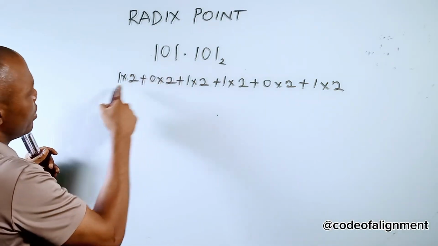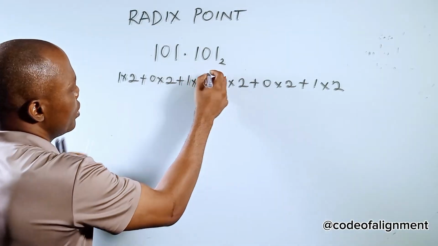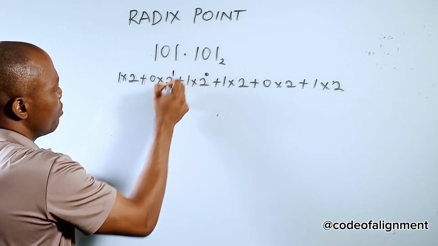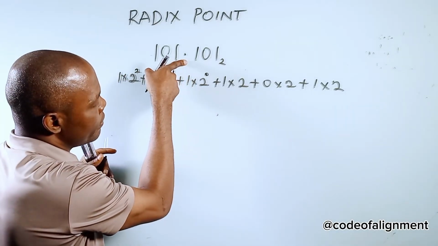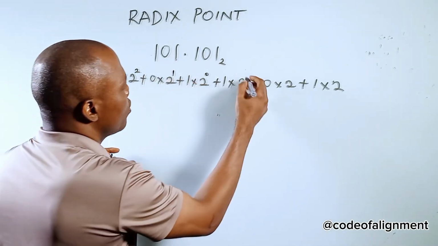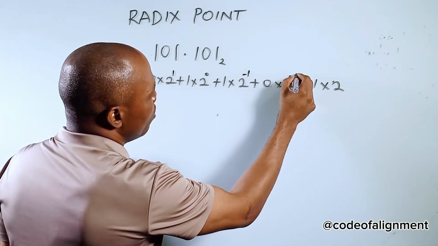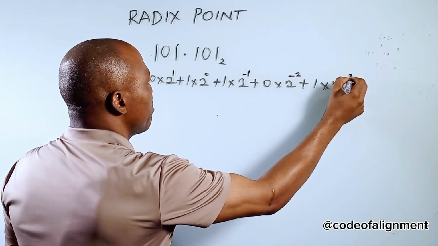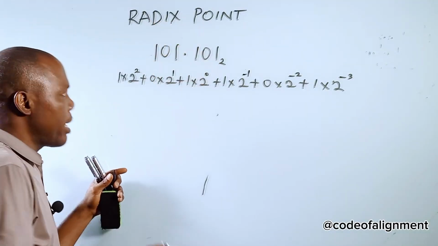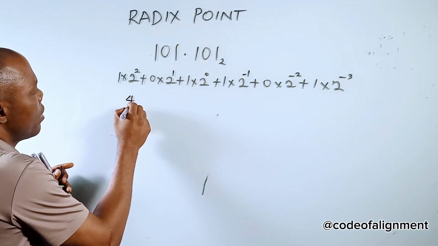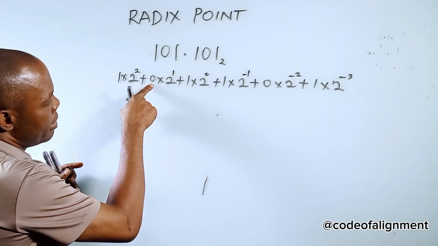Now, 101.101. So this one will be what? 0. This one will be what? 1. And this one will be 2. Then to the right of the radix point, this one will be what? Minus 1. This will be what? Minus 2. And this will be what? Minus 3.